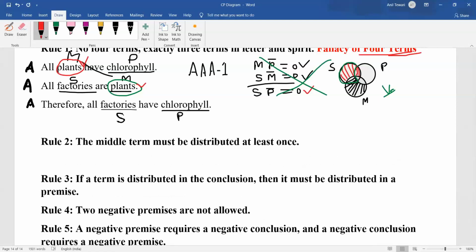Okay, so you know that the propositions distribute their terms. A proposition distributes its subject term. E proposition distributes both terms.